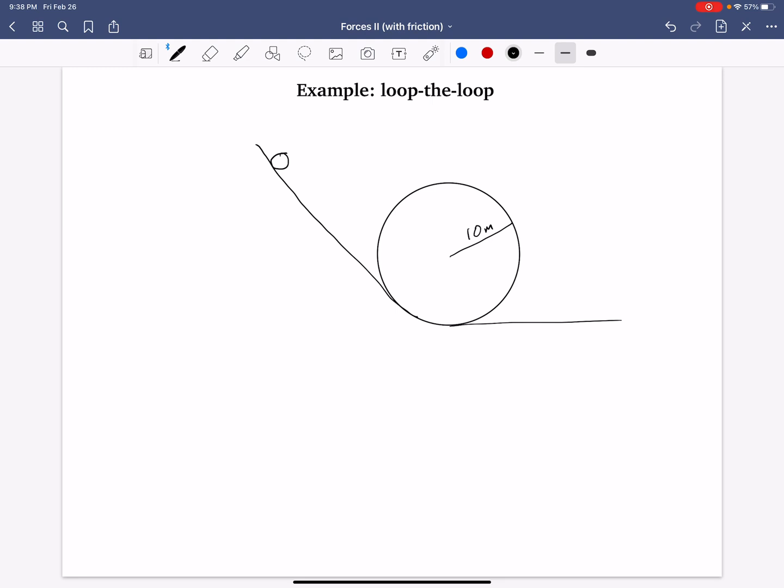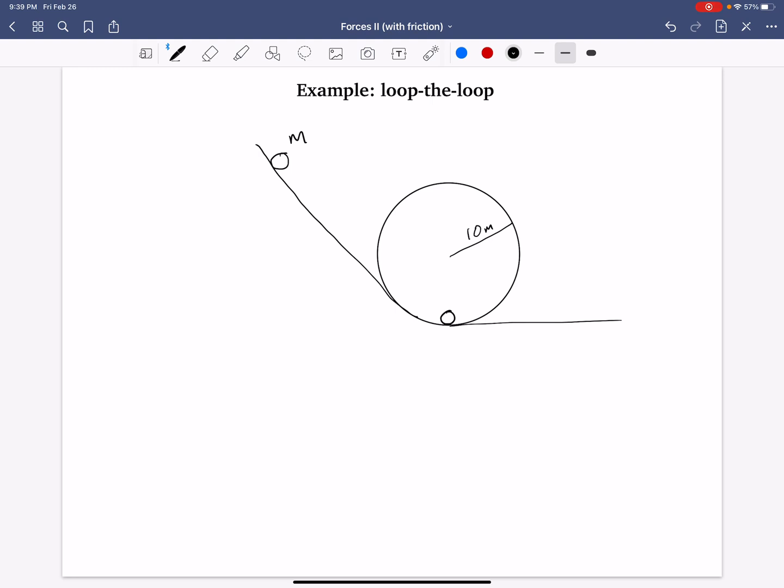So let's see. This is a ball of mass m, and this is a radius of 10 meters. It's a giant vertical loop-the-loop. Okay, just go with it. So we want to find the minimum speed at the bottom. Well, we can do a free body diagram analysis here. Here, it's not necessarily going in uniform circular motion yet. It is, but it isn't.